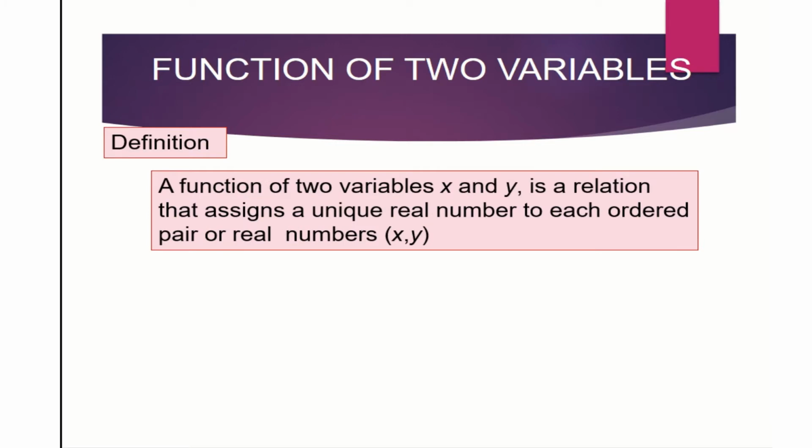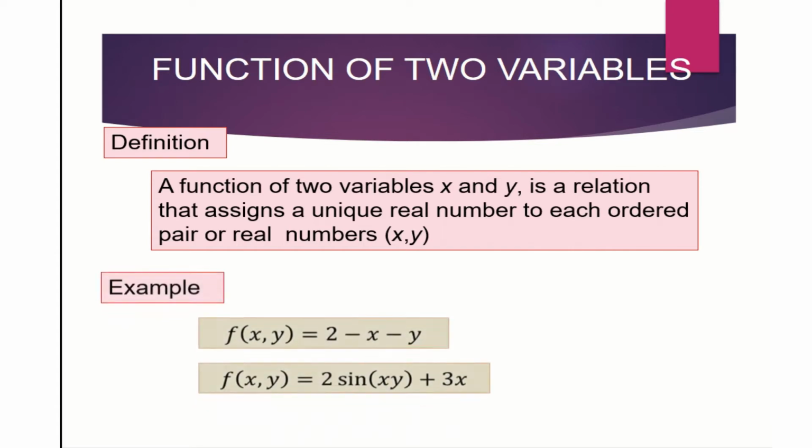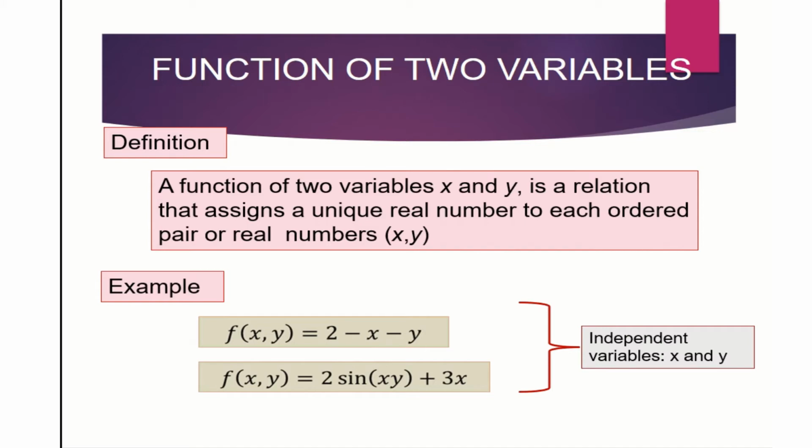A function of two variables, x and y, is defined as a relation that assigns a unique real number to each ordered pair of real numbers x and y. For example, first we have f(x,y) is equal to 2 minus x minus y, and next we have f(x,y) is equal to 2 sine xy plus 3x. Here both functions have independent variables x and y. So x and y are the independent variables for the functions.